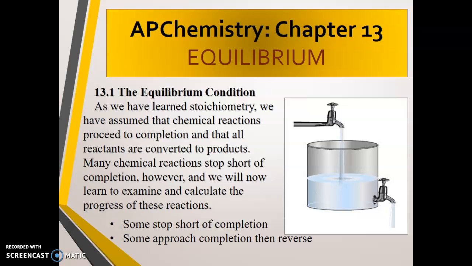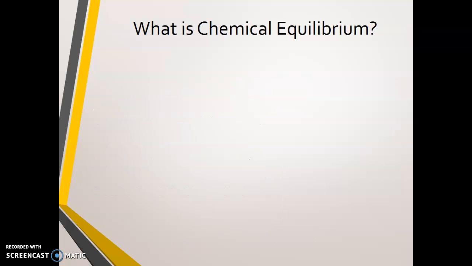So, the equilibrium condition. As we have learned with stoichiometry, we've assumed that chemical reactions proceed to completion and that all of the reactants are converted to products. However, there are many chemical reactions that stop short of completion, and we will learn to examine and calculate the progress of these reactions. So some reactions will stop short of completion and some approach completion, but then they reverse.